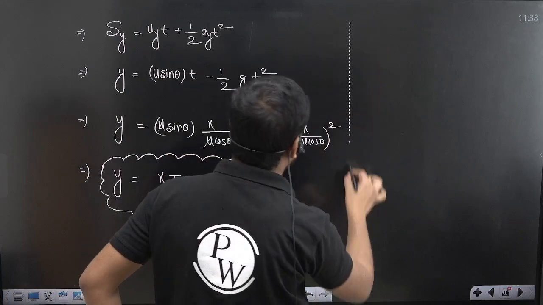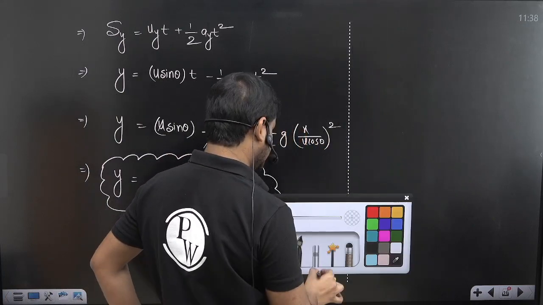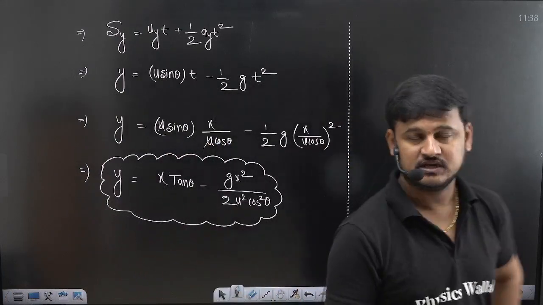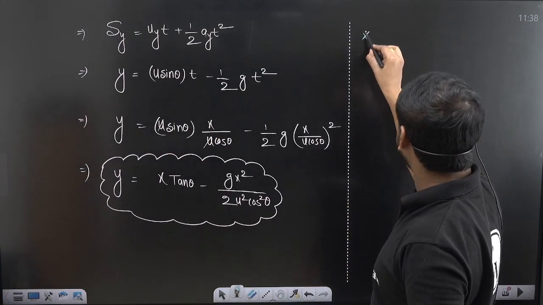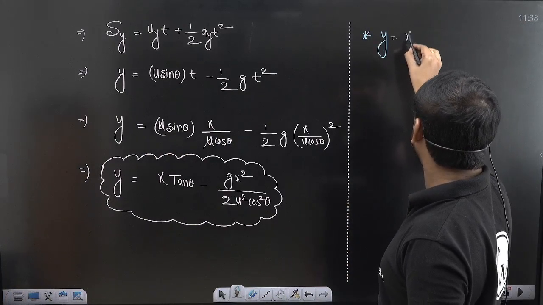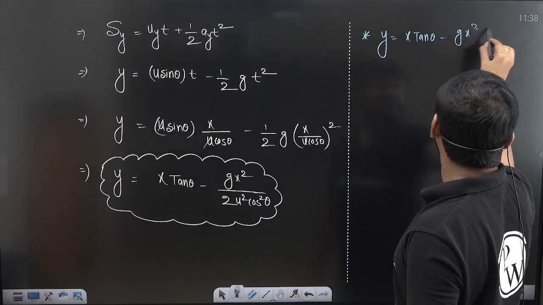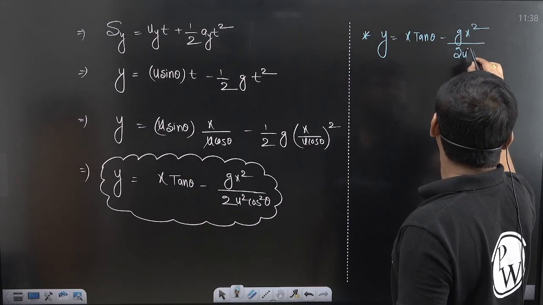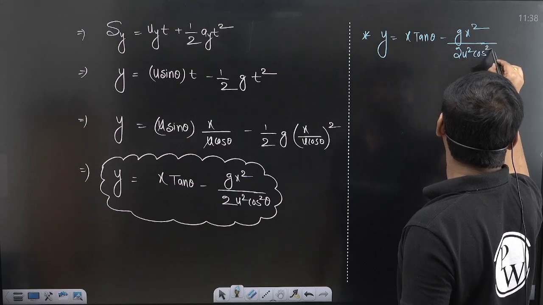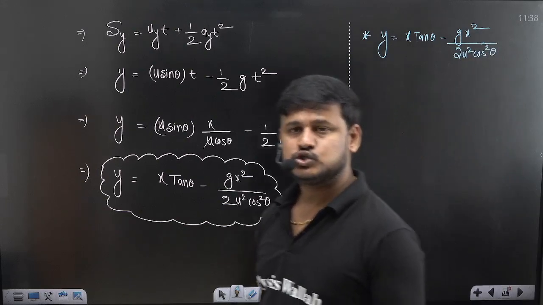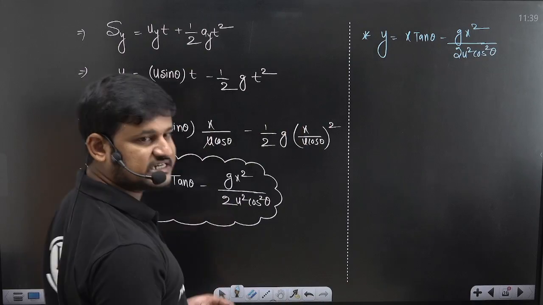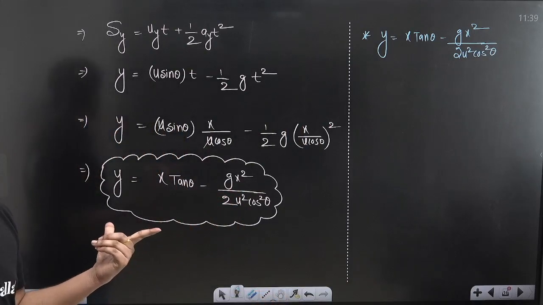Everyone, very important. Just try to write along with me without seeing. What is the equation of trajectory? y is equal to x tan theta minus g x square by 2 u square cos square theta. So this is the equation of trajectory. Everyone should remember this. Okay.